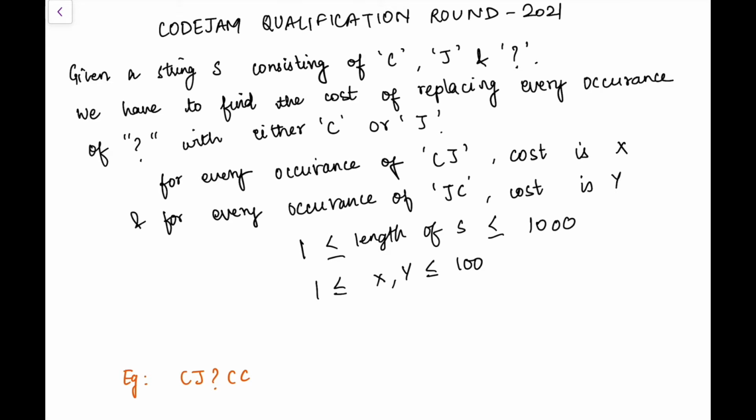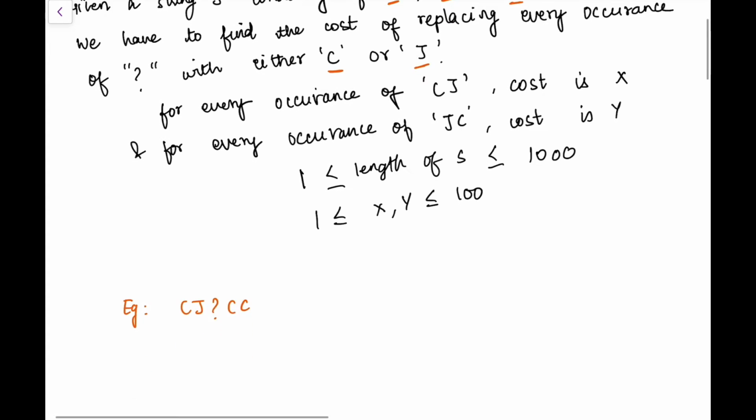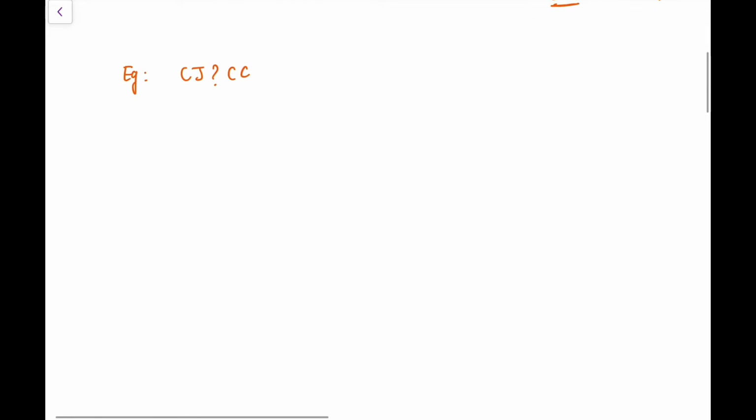So the question goes as that we are given a string consisting of characters C, J and question mark, and we have to replace every question mark with either C or J, and the cost of replacing is such that for every occurrence of CJ in the string we have to pay X. For every occurrence of JC in the string we have to pay Y. So in the final string, if CJ occurs we have to pay X, if JC occurs we have to pay Y, and we have to find the minimum cost of replacing every question mark with either C or J. So let's go with the example first of all.